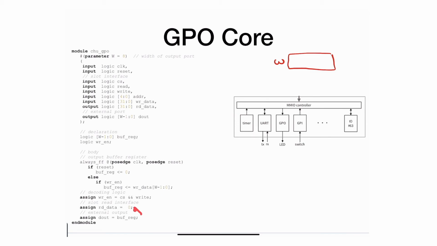The read data in here, as obvious as it is, is actually just connected to 0. So the read data output of this is 0 because the processor is never reading anything from it. And what we have is we're just taking the internal register and connecting it to the external output as is.